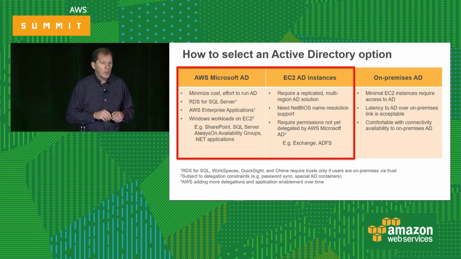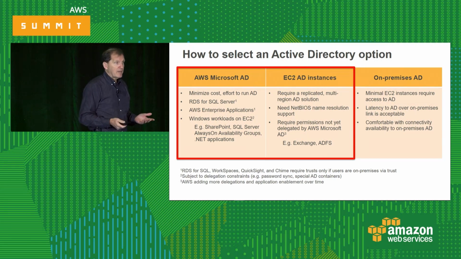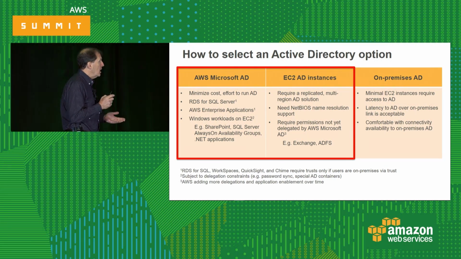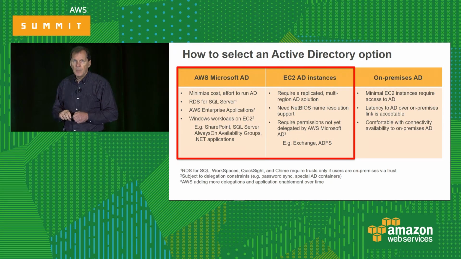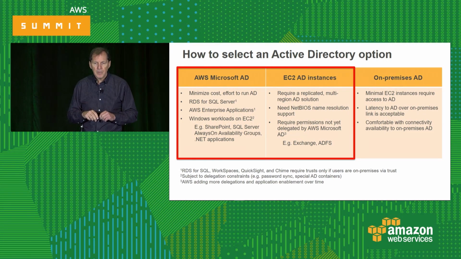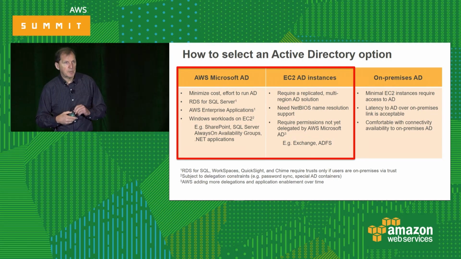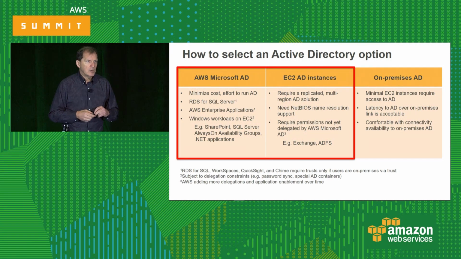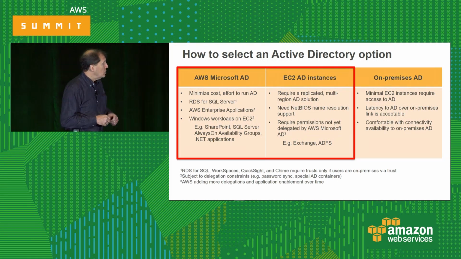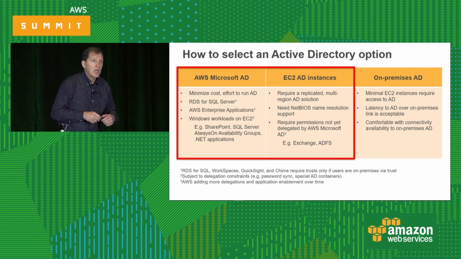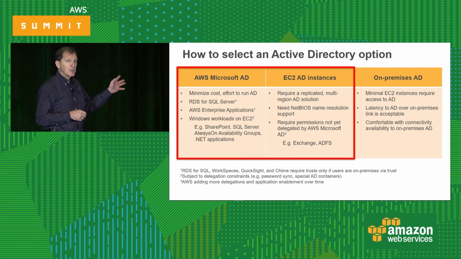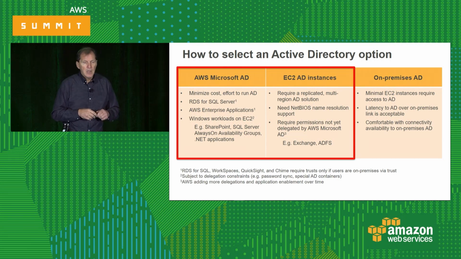And if you want to run Windows workloads on EC2 and have them work with your Active Directory, you can do a lot of applications. We recently enabled SharePoint, SQL Server Always On availability groups, and additional .NET applications by making it possible to set up service accounts and do managed service accounts using the AWS Microsoft AD product. And also do Kerberos constrained delegation is another feature that we enabled. So you can run a lot of applications on the service. Back a few months ago, it wasn't the case, but today there's a lot of applications you can run.